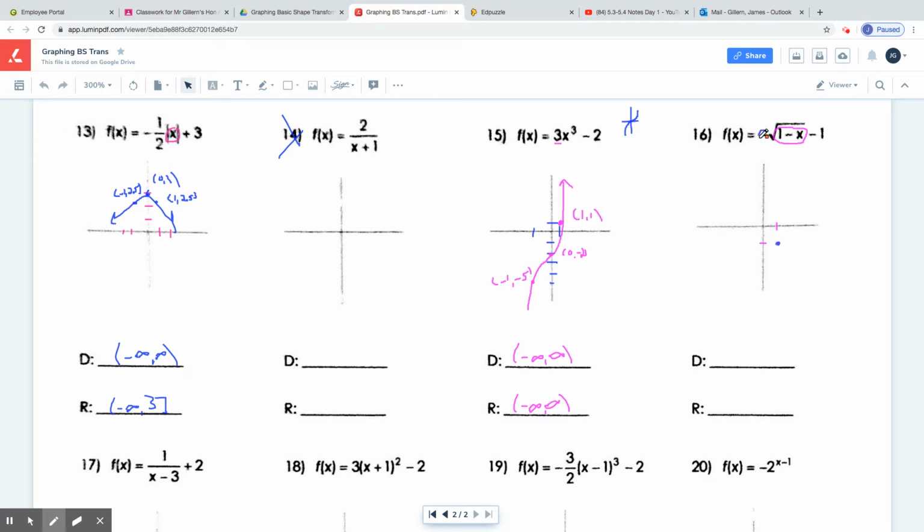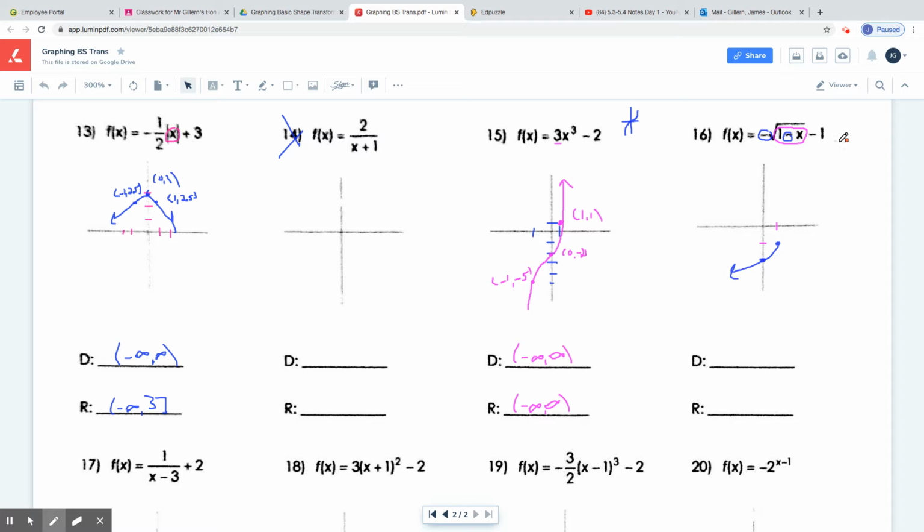All right. Now I have this negative and this negative. This means it's going to go down and to the left. So this is how much I go down. I'm going to go down 1 and to the left 1. Why is it down and to the left? Because that's a negative. So I go there.